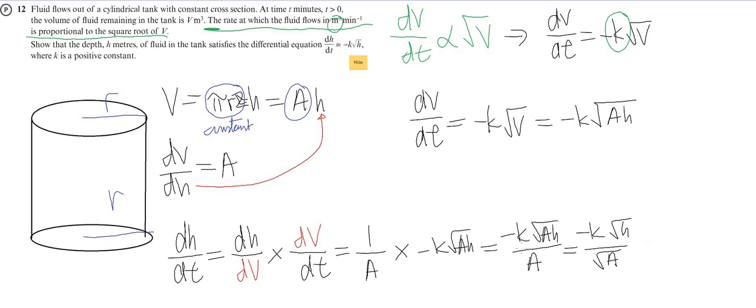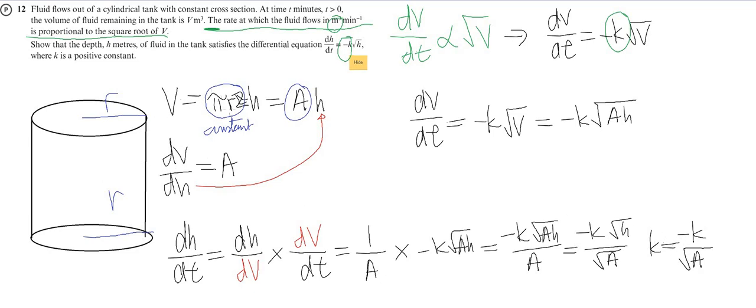Now we want to work out dH by dt, and we wanted a constant times the square root of H. So that constant is equal to our constant of proportionality k divided by the square root of A, which was the constant we defined at the beginning. So that is the answer to the question.